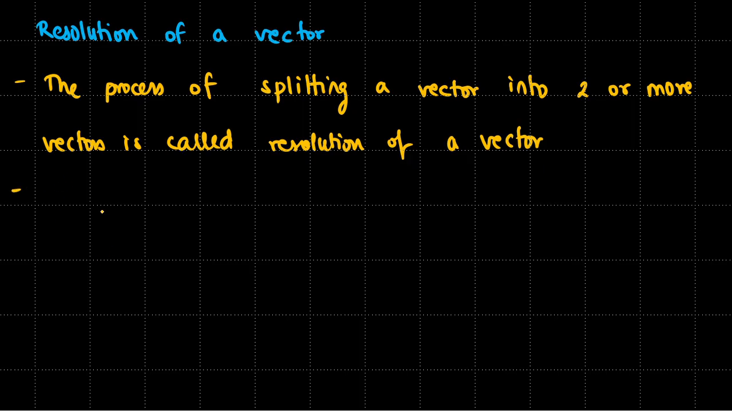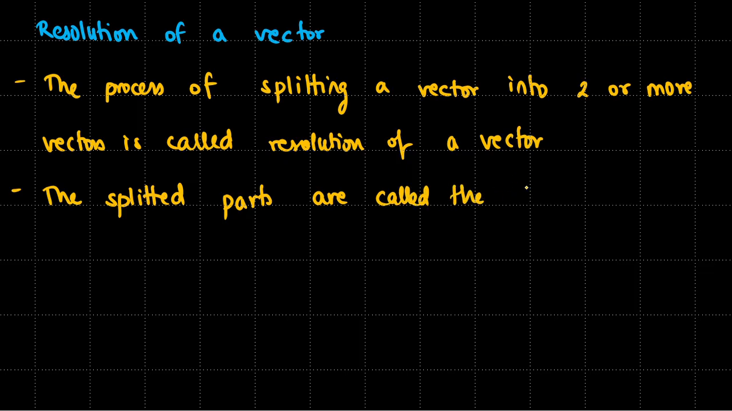So this is the definition, and this might be confusing right now, but let's literally talk about every single point that we have in this topic, then I will explain it one at a time. The splitted parts are called the components of the given vector.